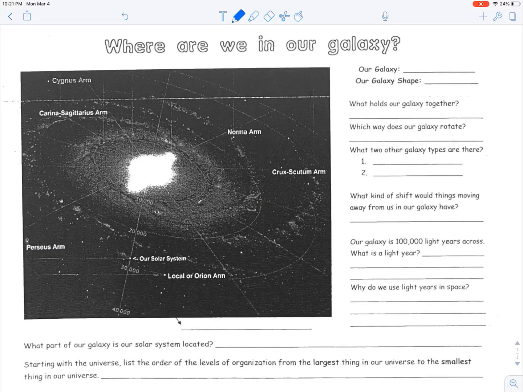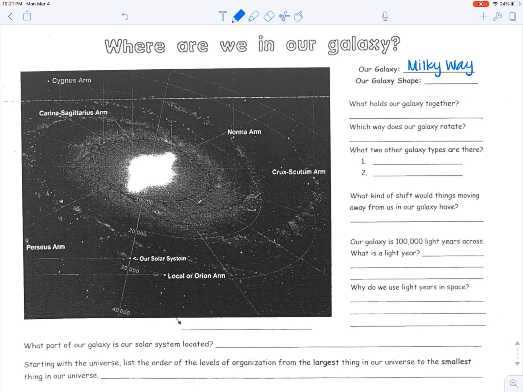Hey guys, today we're going to talk about where we are in our galaxy. So you can see a picture here of the galaxy that we live in in our universe. The name of our galaxy is called the Milky Way. And it gets this name from the milky-like appearance it leaves in the night sky.